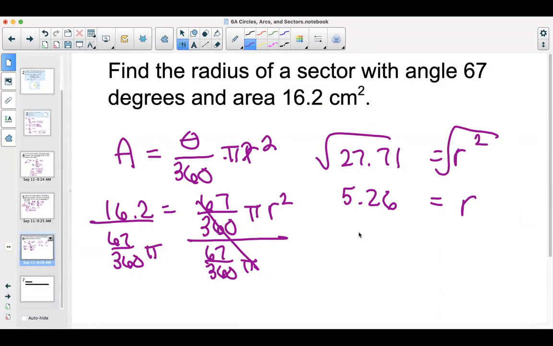So it says find the radius. So that's our answer. And we just need centimeters. And there's how you find your radius. So there's your circles, arcs, and sectors.